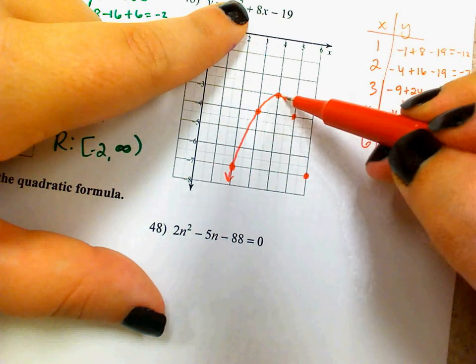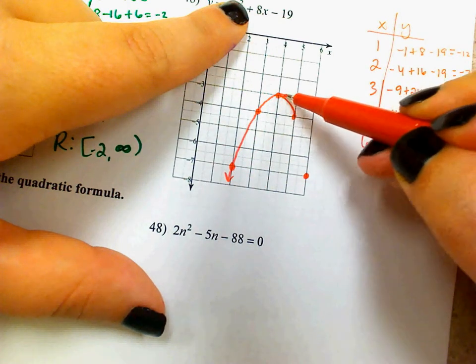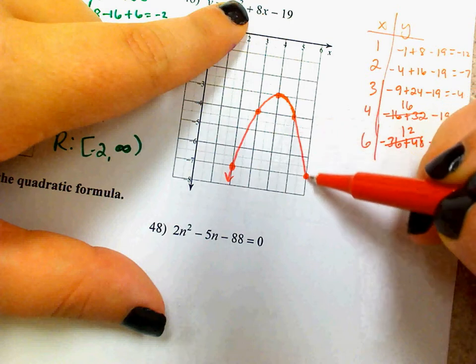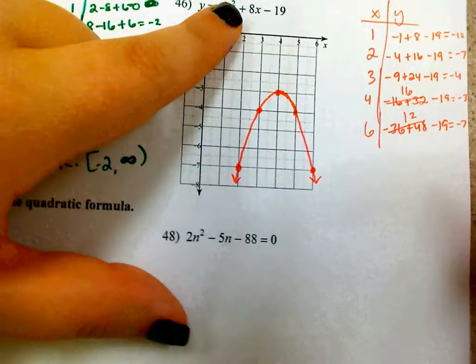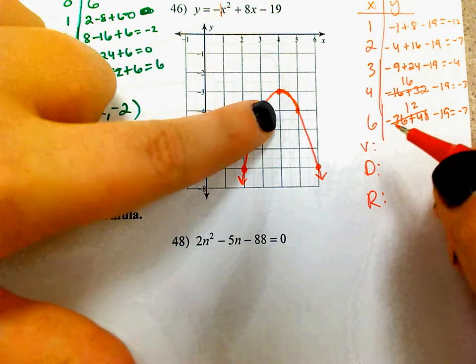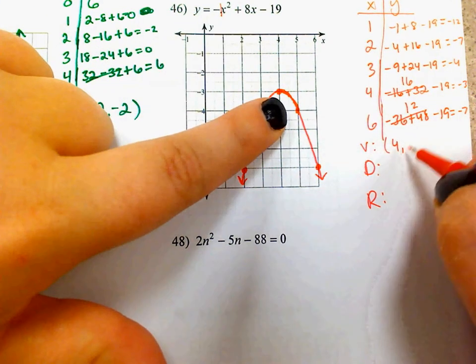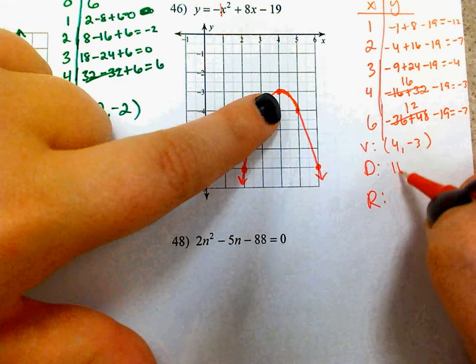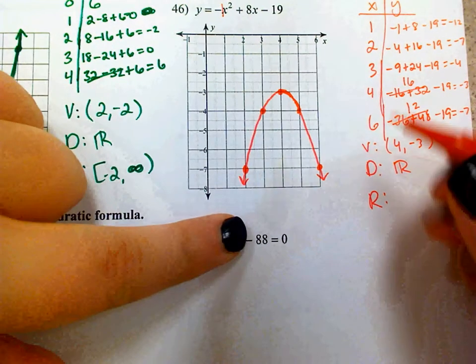Okay. Domain and range. And vertex. Vertex looks at the point 4, -3. Domain is all real numbers. It goes all the way left and all the way to the right. Range, the lowest it goes is down to -infinity. And the highest it goes is -3. Okay?